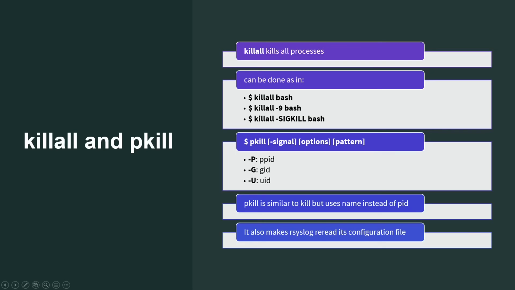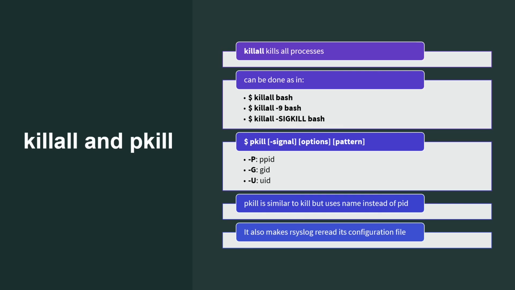Let's continue with killall and pkill. Killall kills all processes with a given name, assuming the user has sufficient privilege. It uses a command name rather than a process ID, and it can be done as in killall bash, killall -9 bash, killall SIGKILL bash. Pkill sends a signal to a process using selection criteria. You can see it from the screen. You do pkill, then signal, options, patterns.